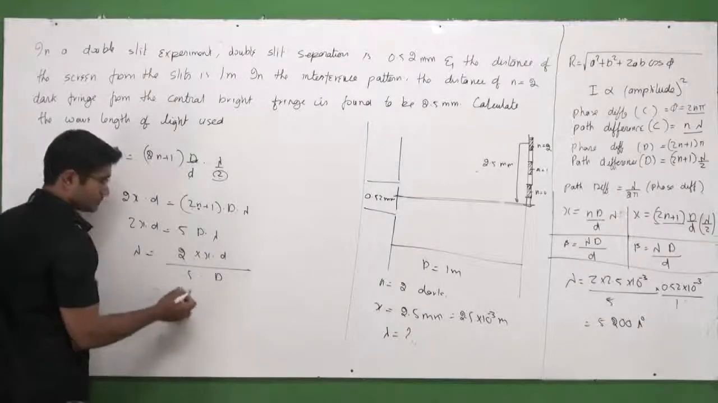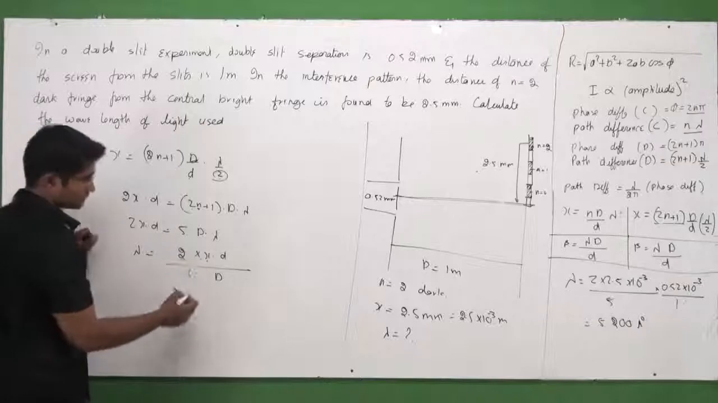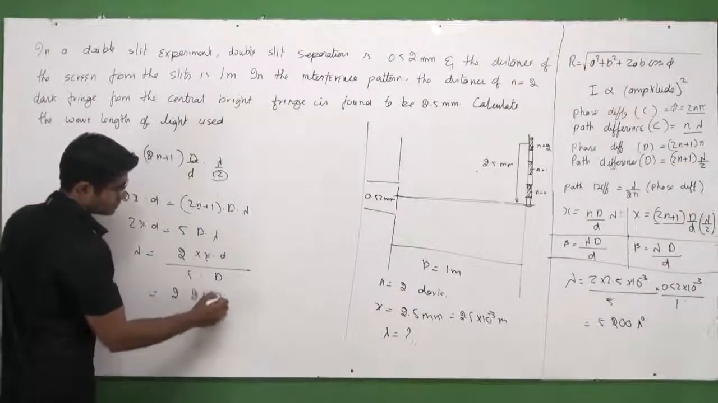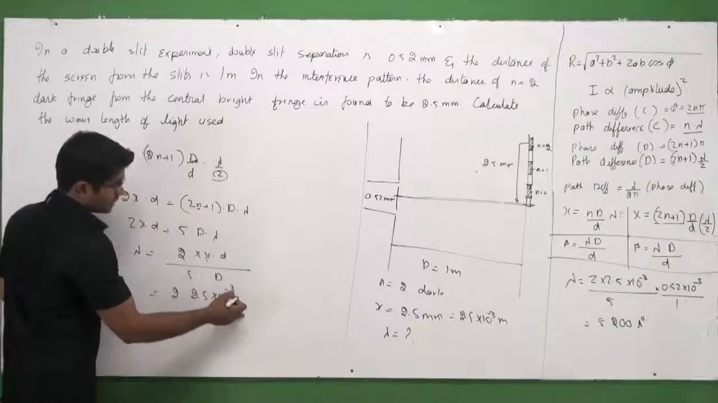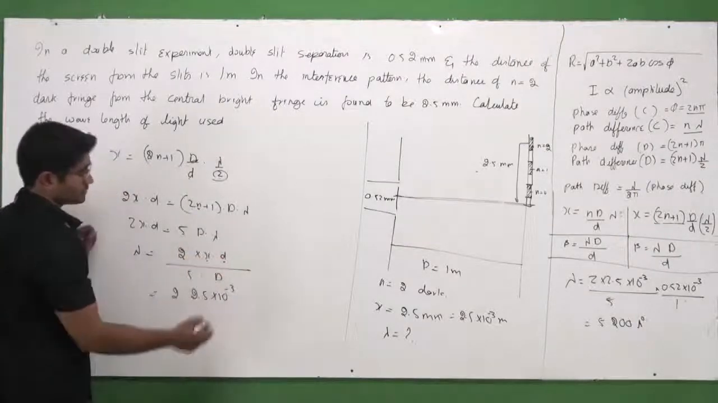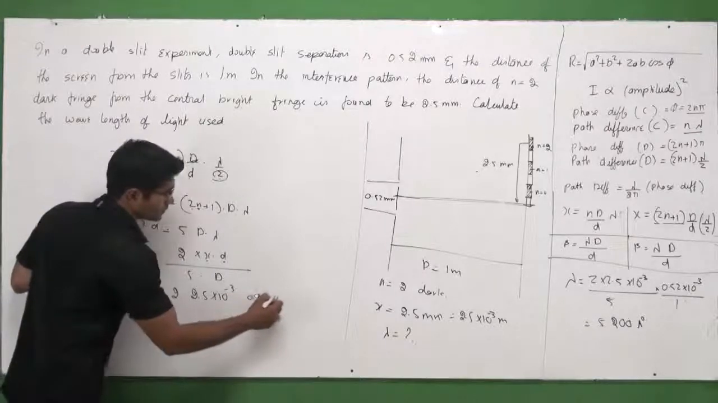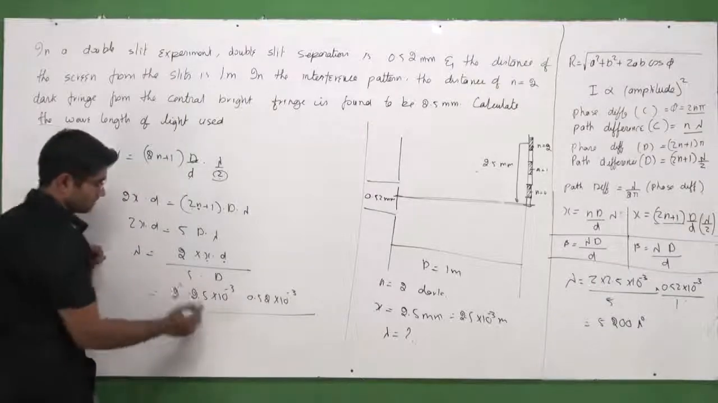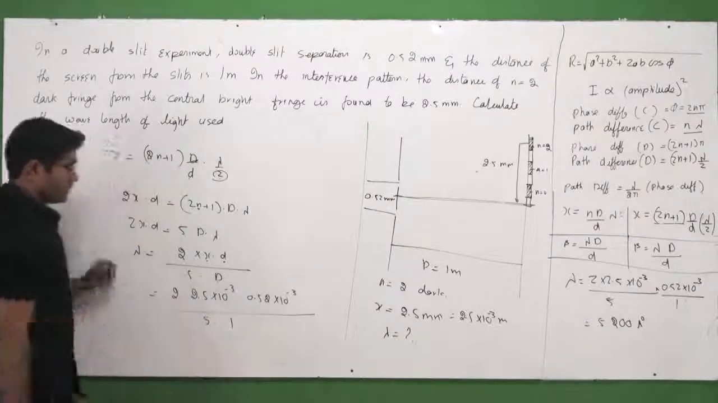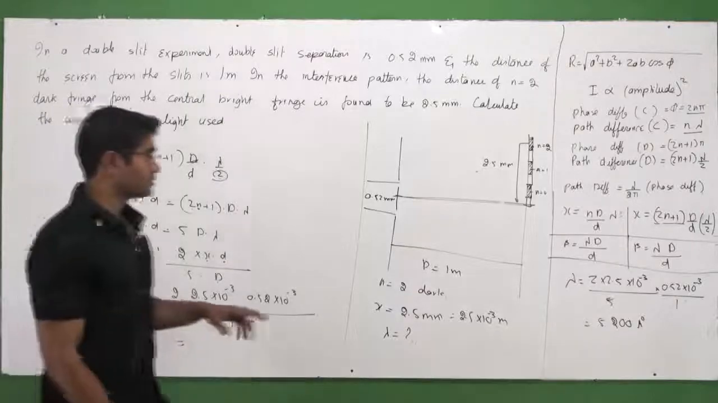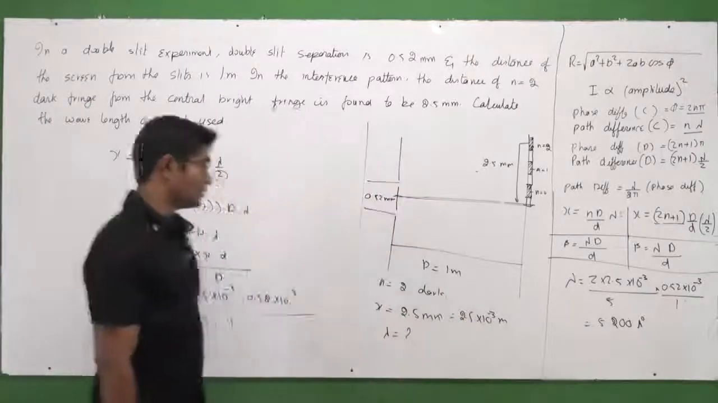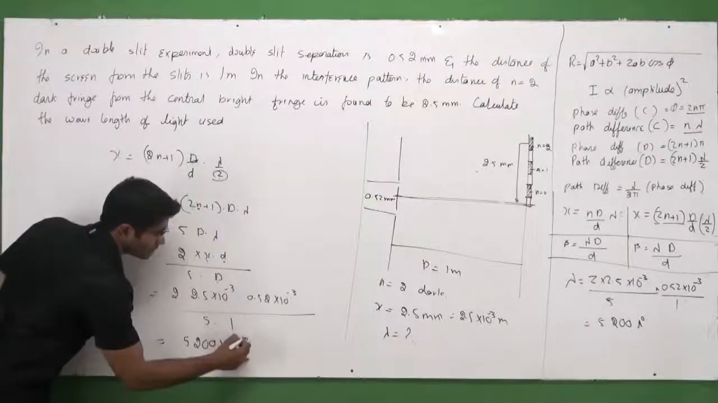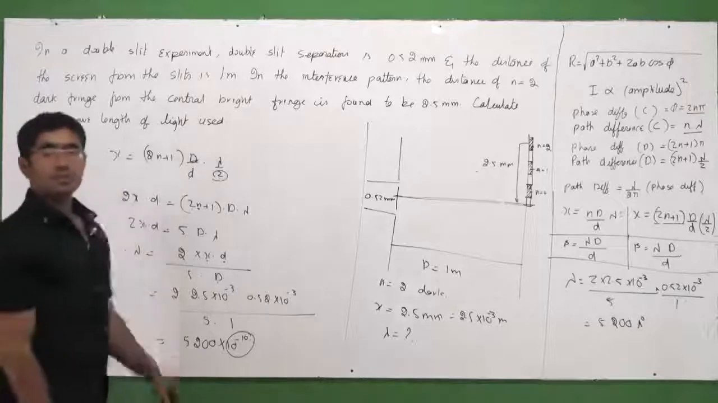So 2 is 2 itself. x is the distance given to you, that is 2.5 mm. I can also write 2.5 into 10 to the power minus 3. And small d is that distance, 0.52 into 10 to the power minus 3 again. The whole thing divided by 5 into 1. You solve this and you get the answer equal to 5200 Angstrom. That is 5200 into 10 to the power minus 10 meters, and I write this as Angstrom. That's all about it.